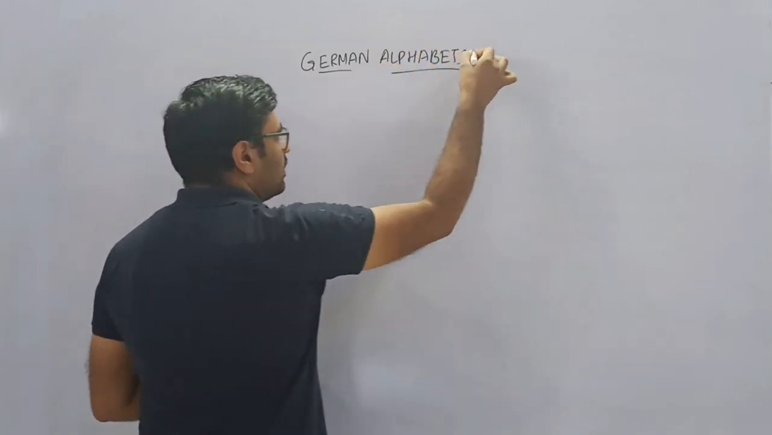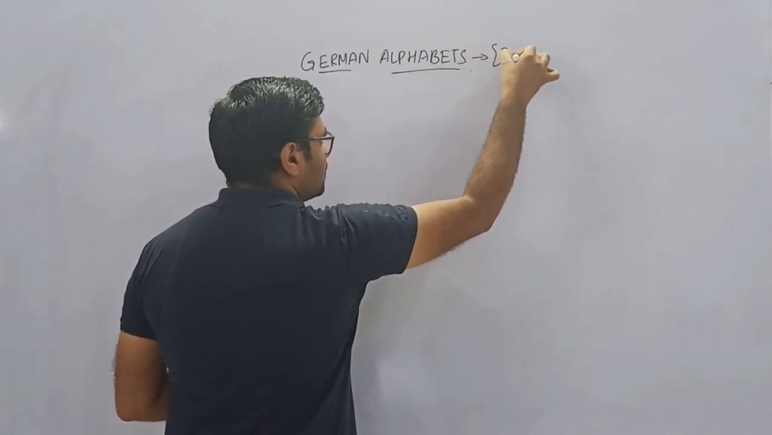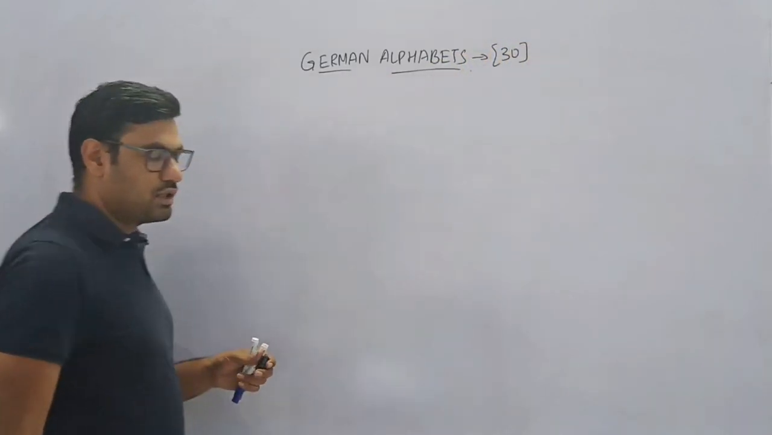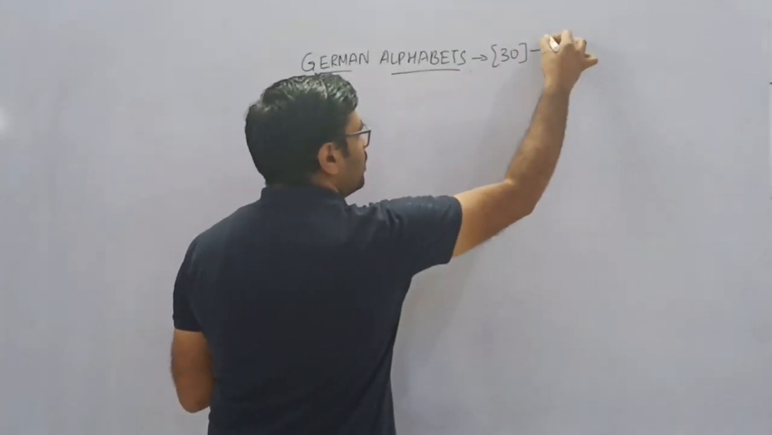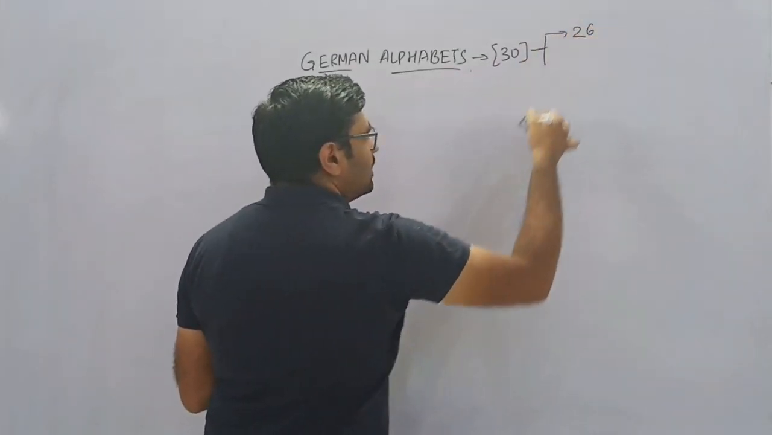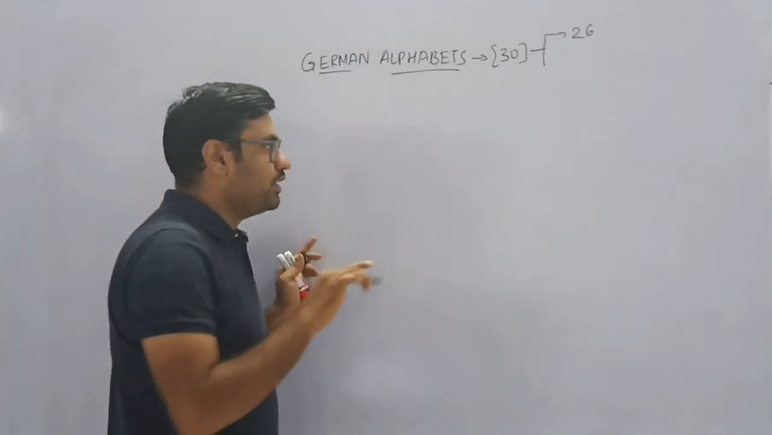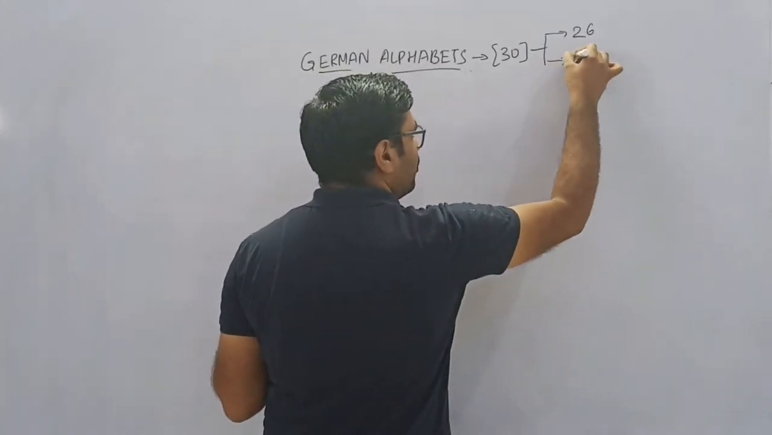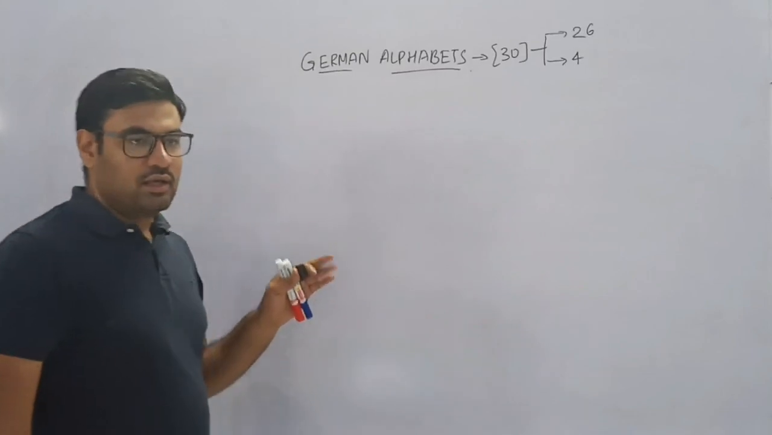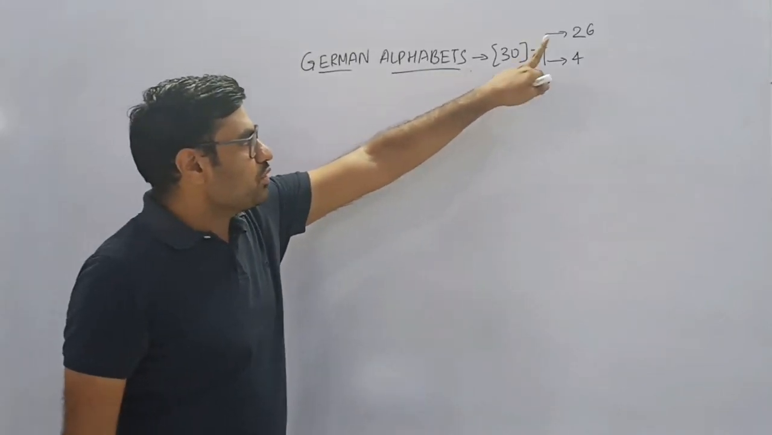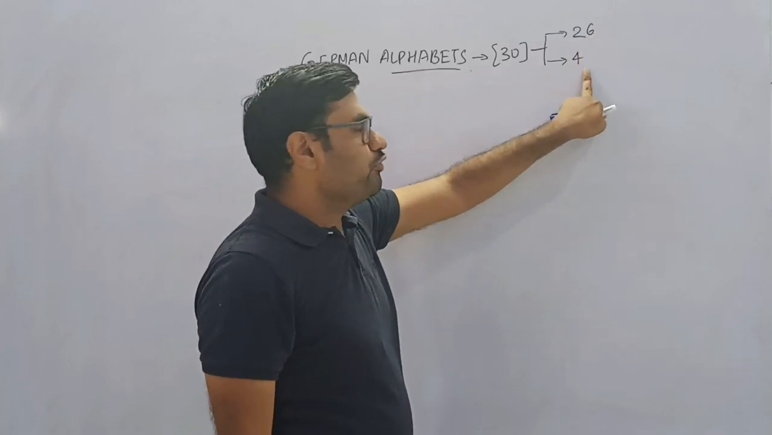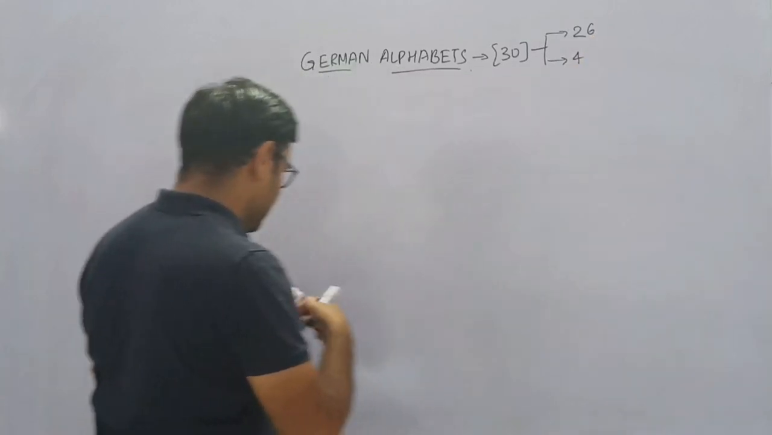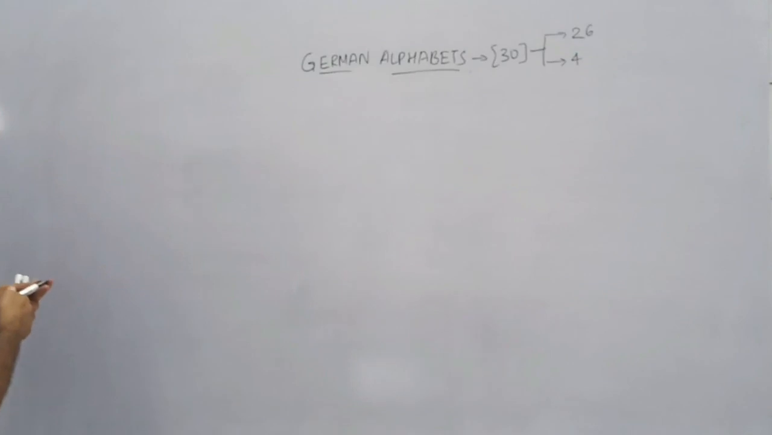So in total there are 30 German alphabets, out of which 26 alphabets are same as that of English language and we have 4 extra alphabets. Let me tell you what I am trying to convey.